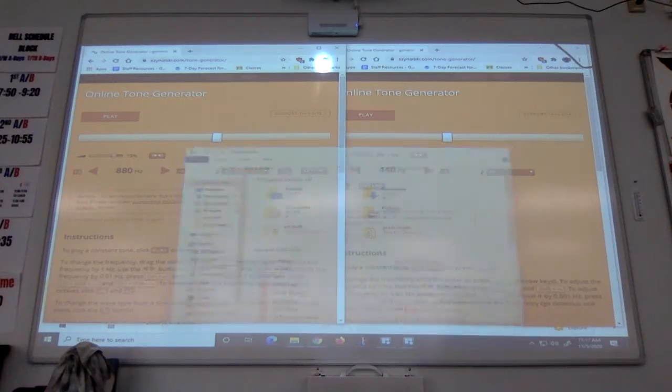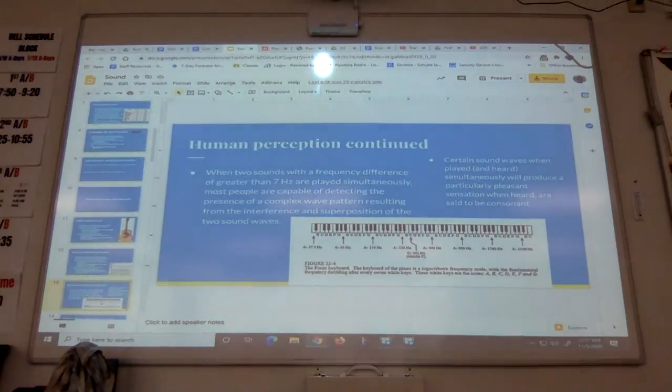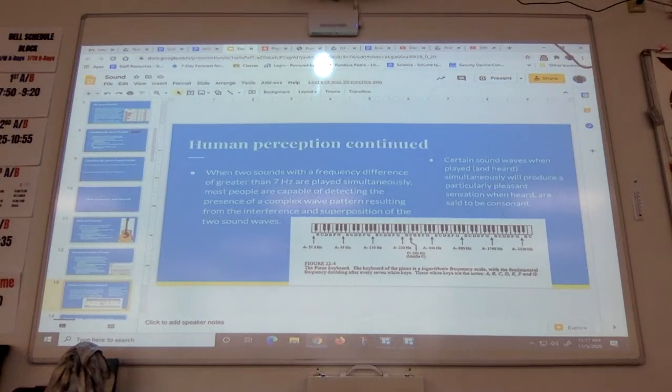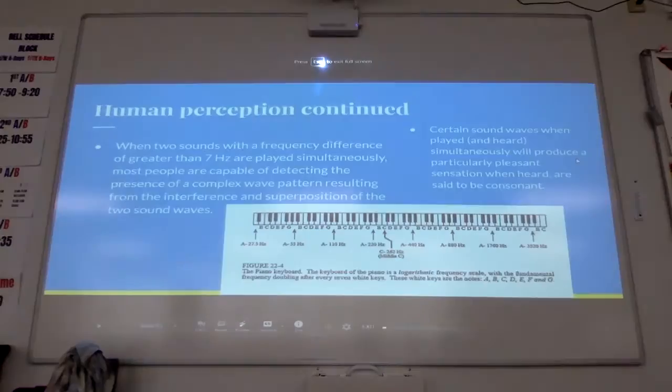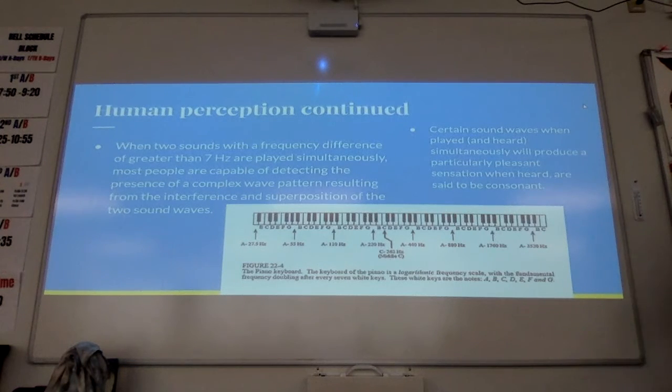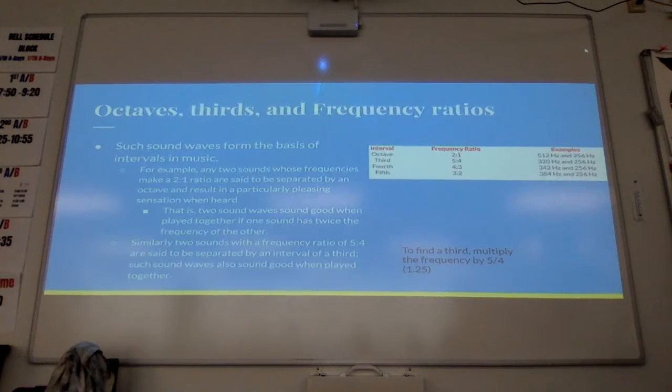We'll play around with this a little bit more in a bit, because we're going to look at some other stuff as well. So, when we hear certain sounds together, they sound really, really nice. And it's not just octaves. We have like thirds. Thirds sound fantastic together. And that's where harmonies come from in music, where you have multiple different groups or instruments playing different notes together, and they sound really nice together. So that brings us to octaves and thirds. I'm getting ahead of myself.